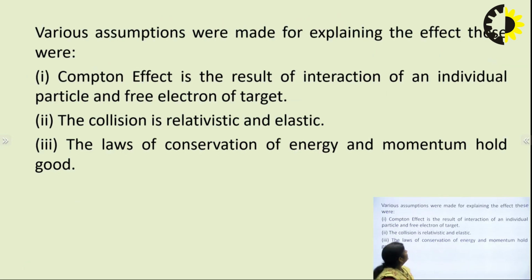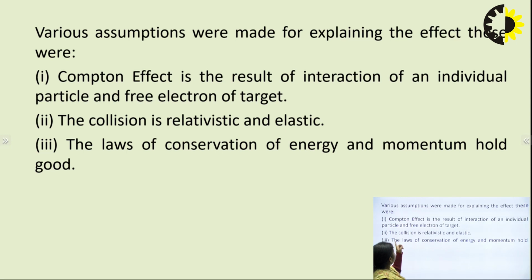All right. Let us see how he explained. He basically used some assumptions. The first assumption is that the Compton effect is the result of interaction of an individual particle and a free electron of the target. Target means the material on which the monochromatic beam is allowed to fall. So he is saying that when the beam is falling on the target, the photon which is present in the beam is interacting with the electron which is present in the target, and it is the free electron which he has used. All right, the free electron is interacting with the individual particle. Here the individual particle is the photon of the incident beam.